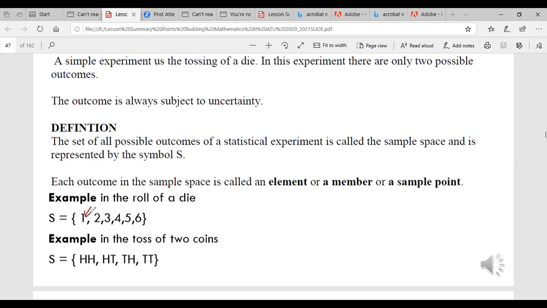Now, in the case of two coins, don't forget you always have two coins dropping at a time. So this is one member, not two. In the experiment, when you toss two coins, you have two coins landing at a time, so it's just one outcome, but one outcome of two coins, because you threw two coins. So in all, there are four outcomes in this experiment: one, two, three, and four. These are the sample points, or the members, or the elements in this sample space. Good. Now, let's proceed.